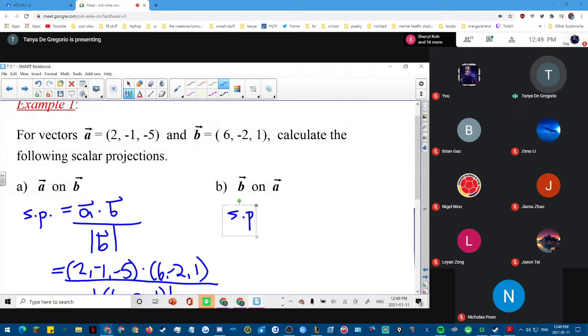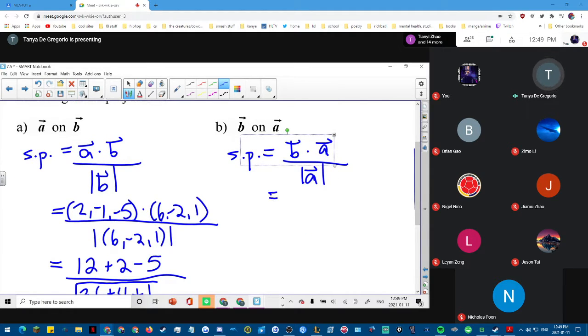Okay, so now let's do B on A. So now we just do it the other way. Is this necessarily going to be the same? No. It will only be the same if the two vectors have the same magnitude. So A dot B, B dot A. Does it matter if I do A dot B or no? Good. What law do we call that? Commutative. Yeah, good. Very good.